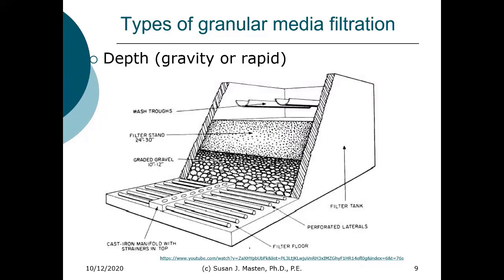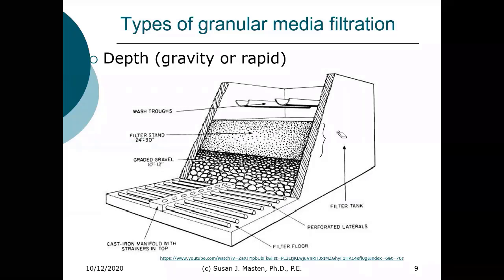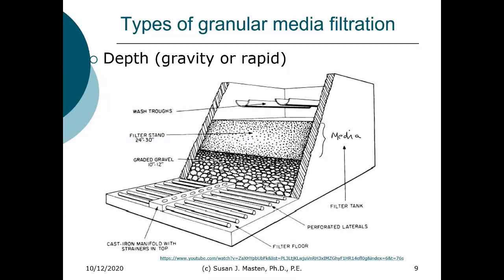Gravity filters, also referred to as rapid filters or depth filters, have what is shown here as a layer of filter media. We'll talk more about that, but just think of this as sand for now. It has a gravel support, so this is a support layer. It has a series of perforated laterals, and the water is collected in these. So this is perforated here, so the water can flow during operation. The water is going to flow down through this sand into the perforated laterals and then will be collected.